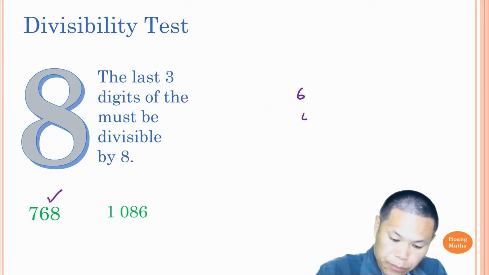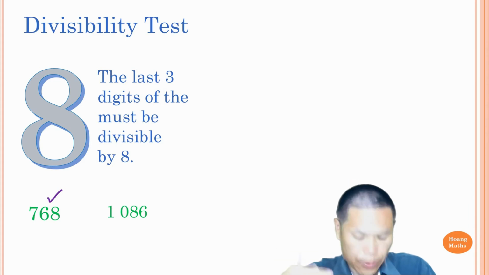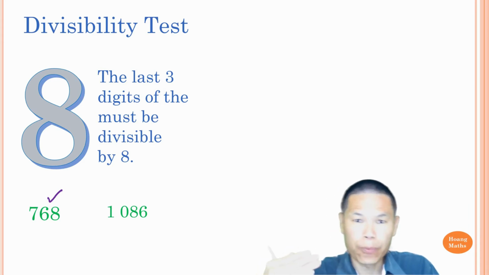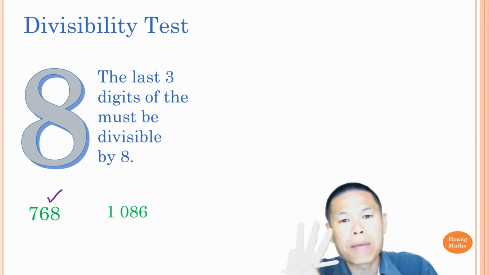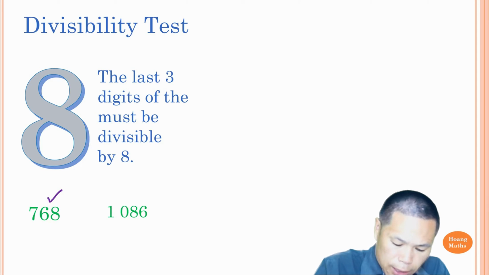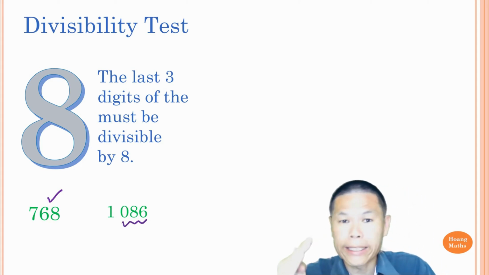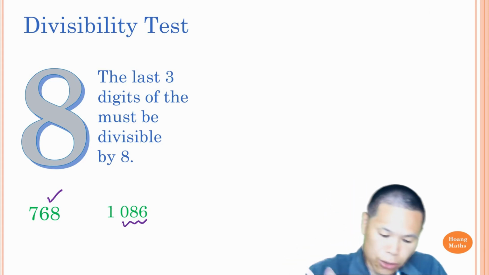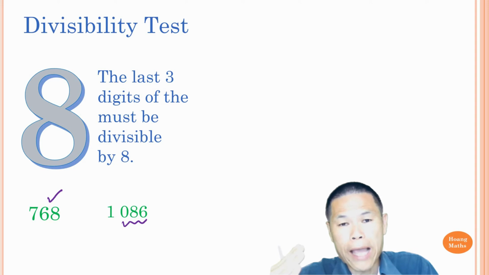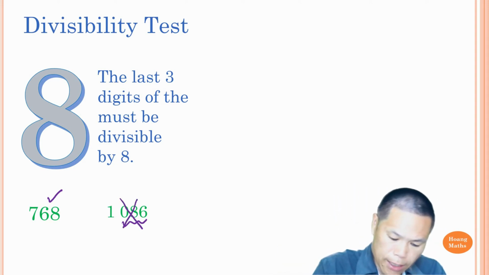Next one. 1086. Now, is it divisible by 8? Well, let's work it out. The last 3 digits must be divisible by 8. So the last 3 digits are here. That is 86, because 086 is 86. So 86 is not divisible by 8. So therefore this number is not divisible by 8.